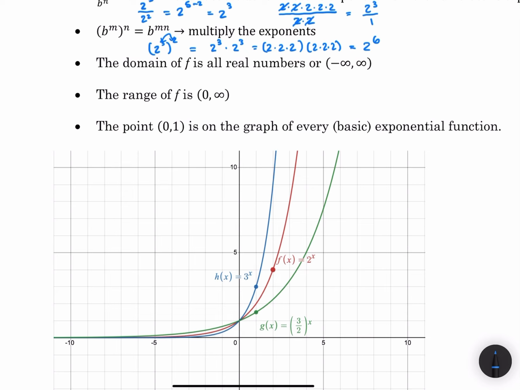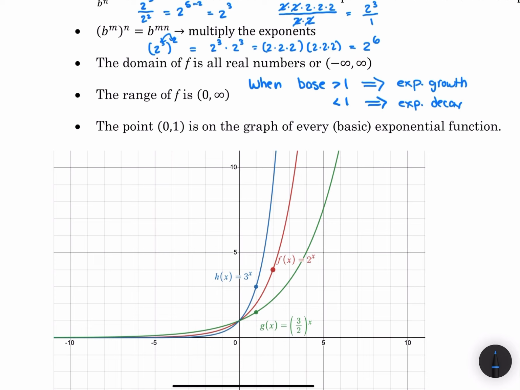Notice that the graph really gets close to 0 when x is a very large negative value, and the graph grows large when x is even slightly positive. So when the base is greater than 1, what we have is exponential growth. And when the base is less than 1, what we have is called exponential decay.